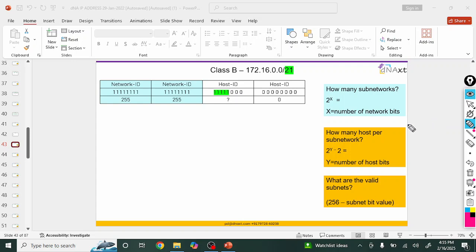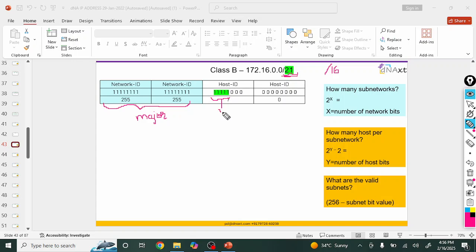We are discussing class B subnetting, and in this video we'll be discussing /21. /21 means you have 21 bits that are assigned to the network. Out of these 21 bits, 16 bits are of major network as we are discussing class B. So this is your major network bits that are 16, because for class B, /16 is the default CIDR value. Right? Then after 16, 17, 18, 19, 20 and 21.